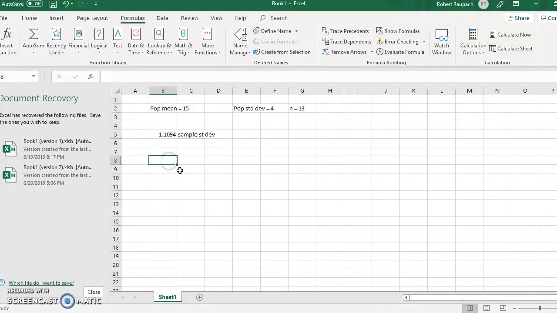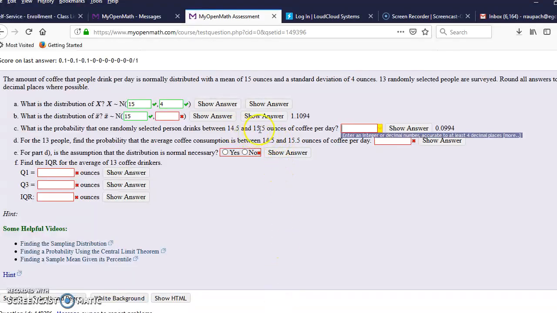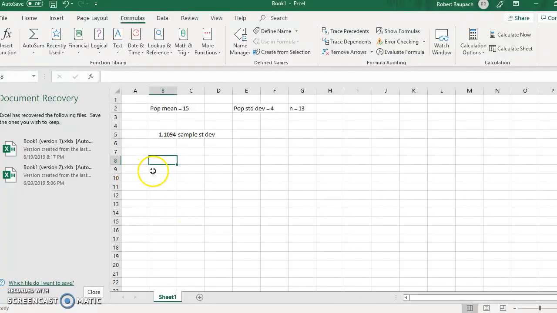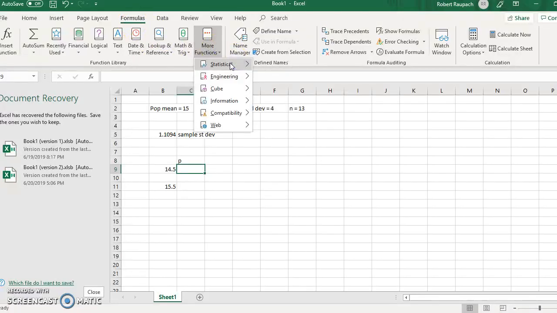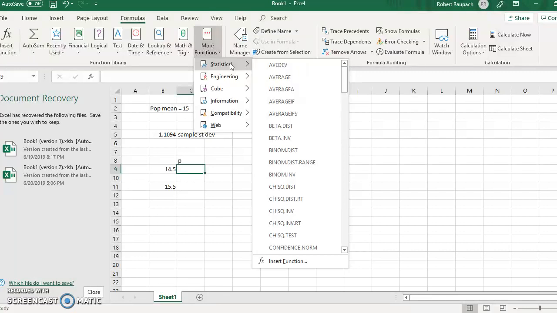We have to find the X value for 14 and a half and the probability for the X value of 14 and a half, and the probability for the X value of 15 and a half. So for 14.5, what's the P value, the probability value, and then for 15.5, what is that same probability? So we go ahead and use the formulas, more functions, statistical, and we're finding the probabilities. So we use norm dist.